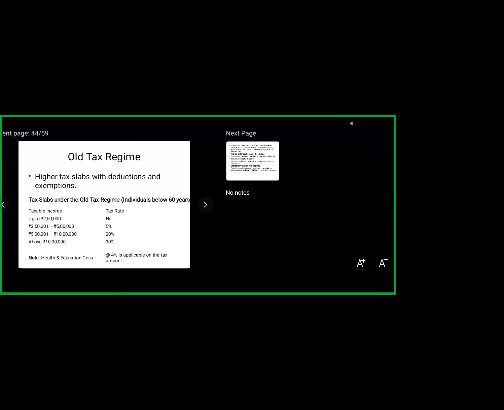Here we have to remember one thing. If gross total income and taxable income is below 5 lakhs, then he need not pay tax. After calculation of the taxable amount, whatever amount you are getting, on that 4% education cess is applicable. So your tax liability will include the calculation of earlier income tax plus education cess.